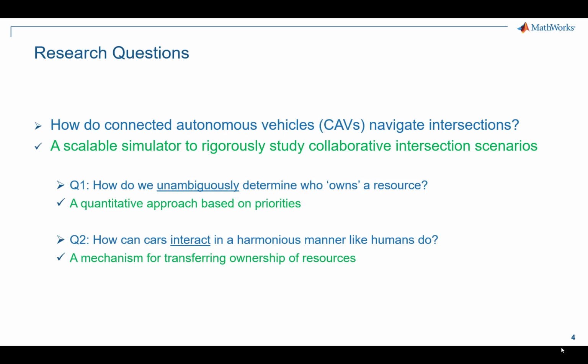So the research questions that we study in this paper, the overarching question is, how do connected autonomous vehicles navigate intersections? And that's the simulator to study that behavior. And within that, there are two sub-questions. One is, how do we unambiguously determine who owns the resource? If you want to request the ownership from some other car, you need to know whom to ask. So we need to disambiguate that. And the second half is, once that is determined, how can we interactively drive in a harmonious manner like humans do? So the question here is, what is the equivalent of waving at each other to let the other car go?